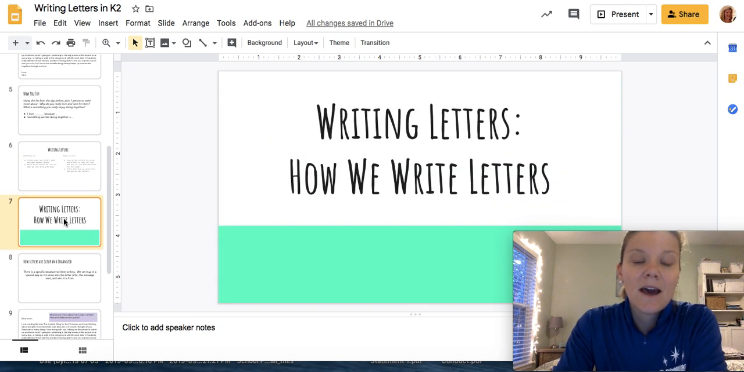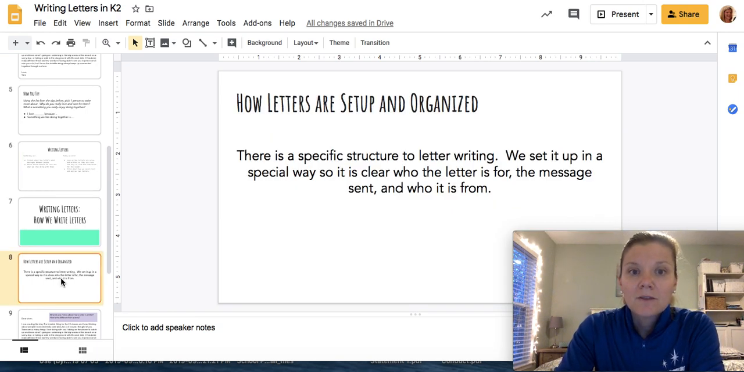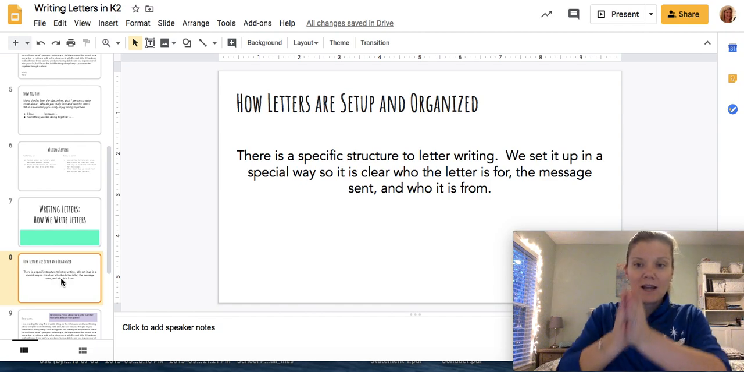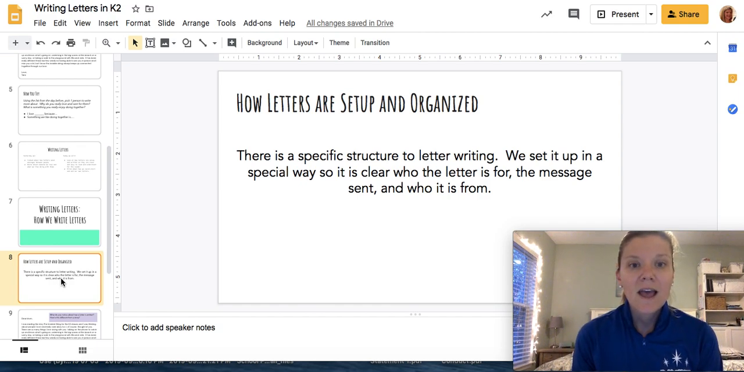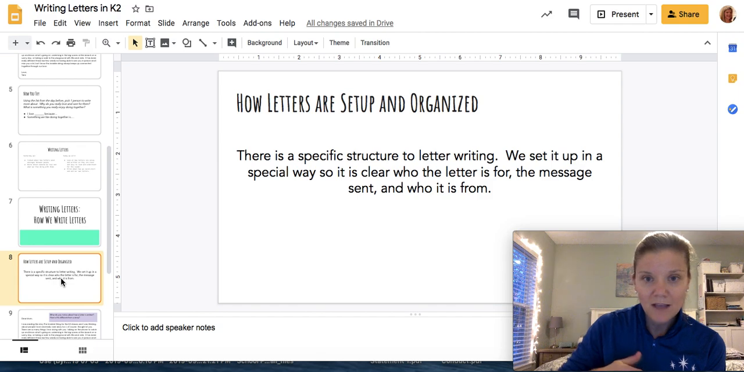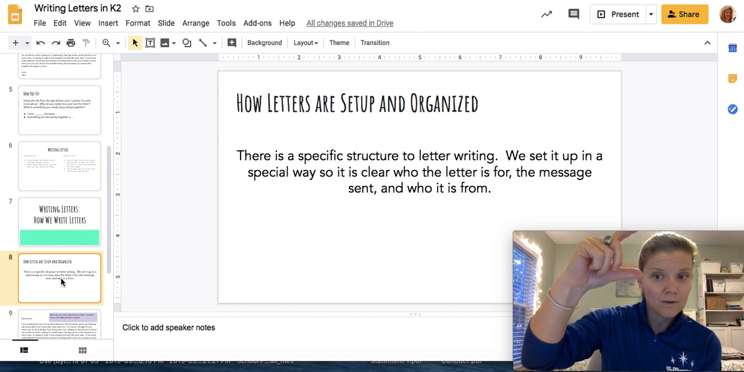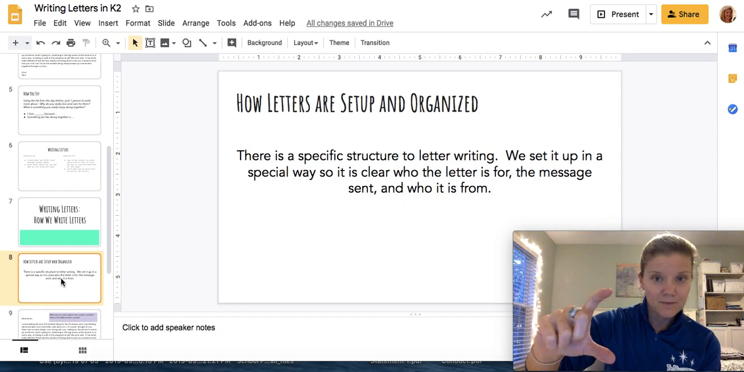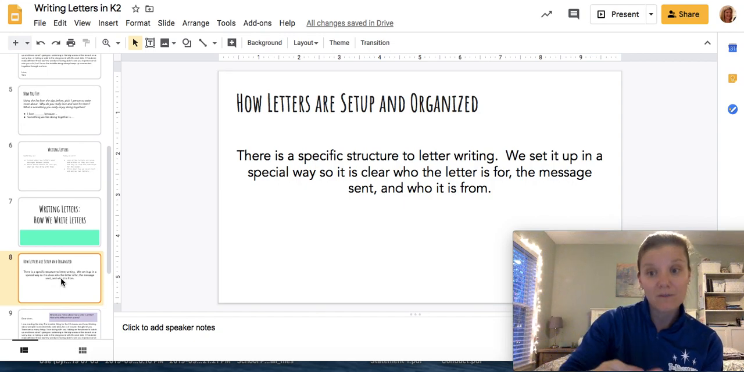Writing letters, how we write letters. So there's a specific structure. That's called how they're set up and organized, right? When things are set up and organized, there's a certain way of doing things. And so we set them up in a special way so that we know who the letter is for, we know where the message is, and last, who it's from.